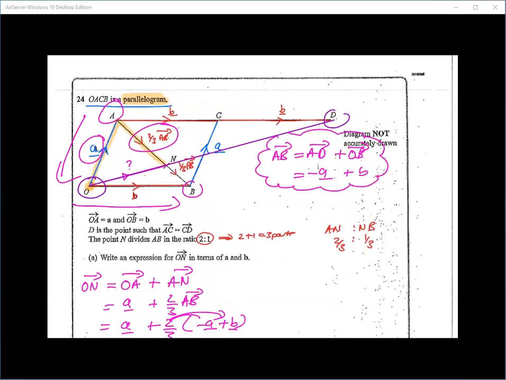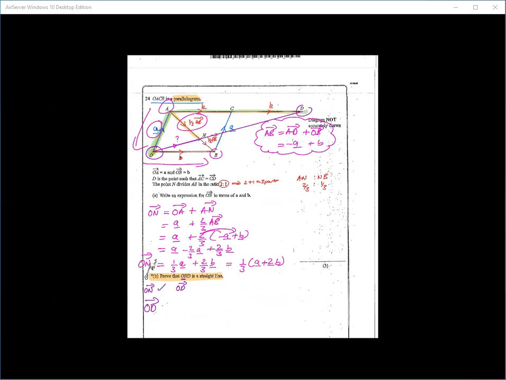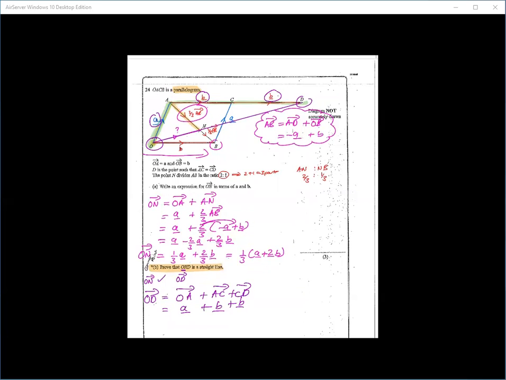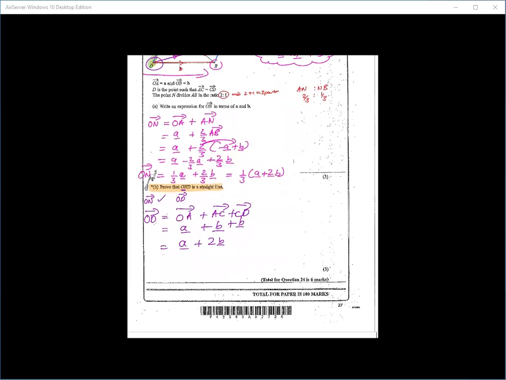So look at the diagram. Let me use a different color for the route. So O to D, should we go up here and across there? Yeah, O to A. That's a lovely route. So O to D equals O to A plus A to C plus C to D. Is that right? Yes. What's O to A? A add B add B. So A add B gives us A add 2B.